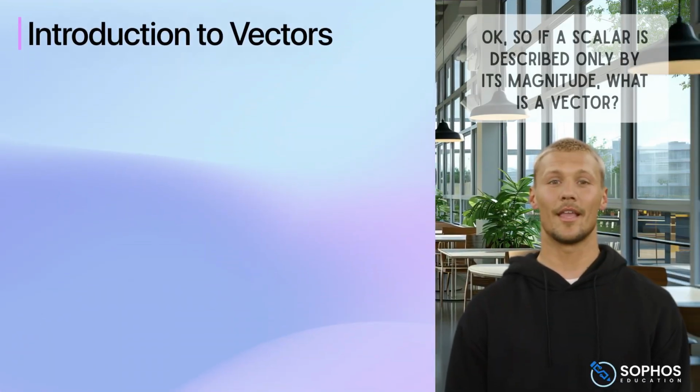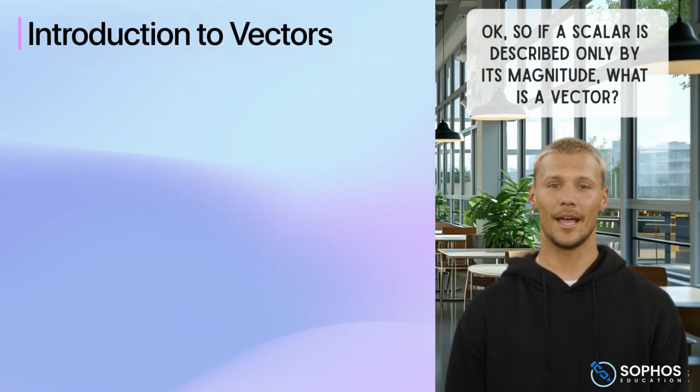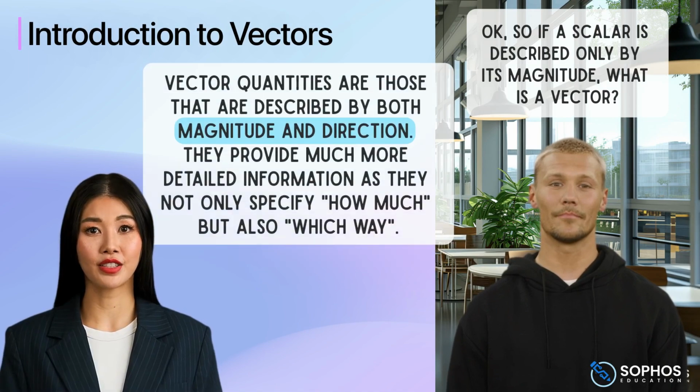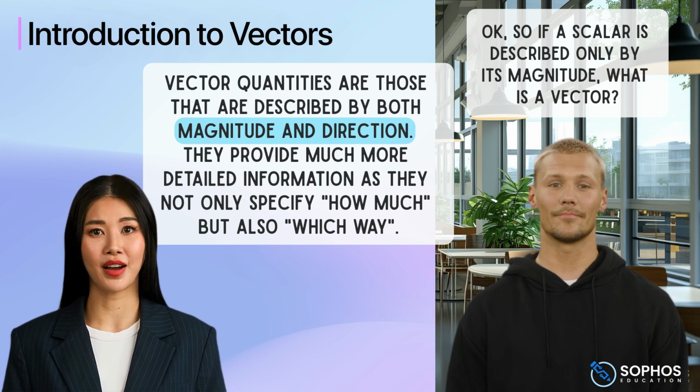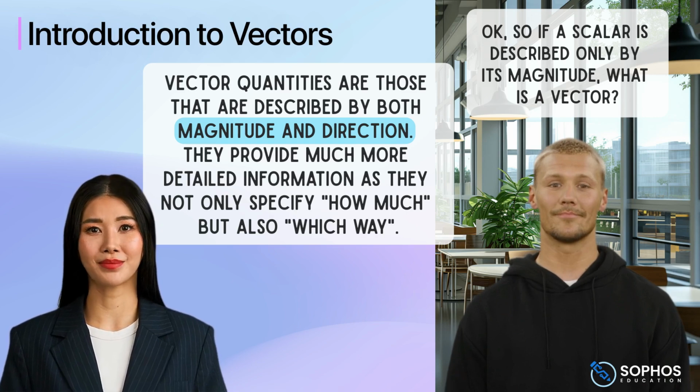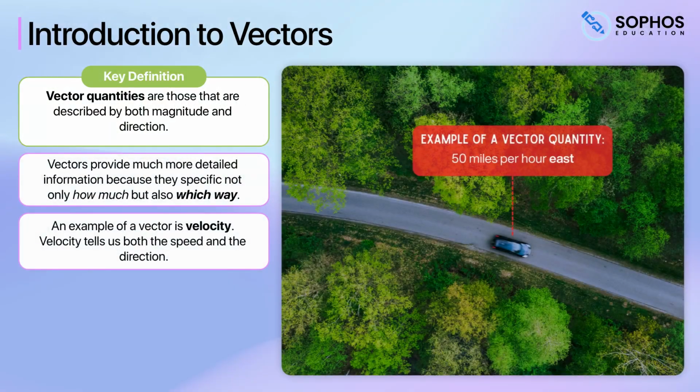Okay, so if a scalar is described only by its magnitude, what is a vector? Well, vector quantities are those that are described by both magnitude and direction. They provide more detailed information as they not only specify how much, but also which way. Velocity is an example of a vector. When you say a car is moving at 50 miles per hour to the east, you are specifying both the speed and the direction, making it a vector quantity.